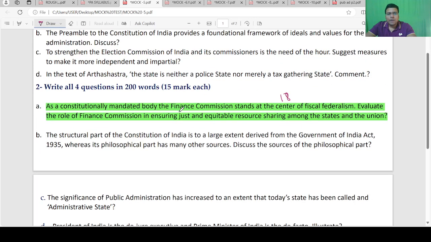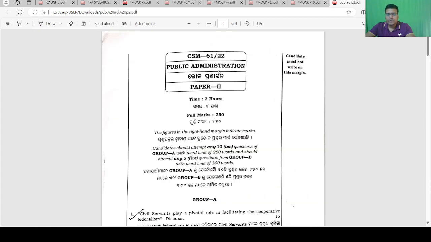As a constitutionally mandated body, the Finance Commission stands at the center of fiscal federalism. Evaluate the role of the Finance Commission in ensuring just and equitable resource sharing among the states and the Union.